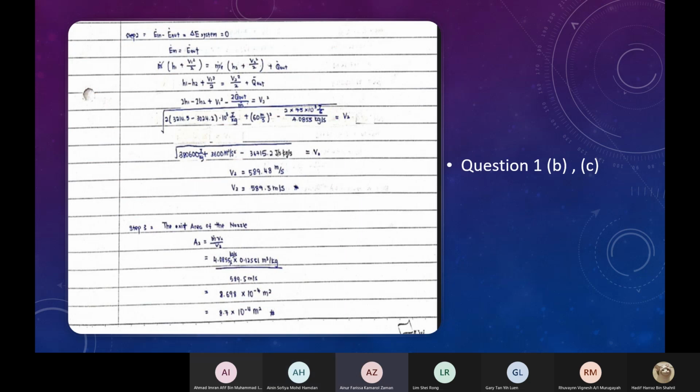For the second question, which is to find the exit velocity by using the energy balance, E in minus E out equal to delta E system, which is equal to 0 because it is steady state condition. And by substituting the value into the equation, we can get the exit velocity, which is 589.5 meter per second.